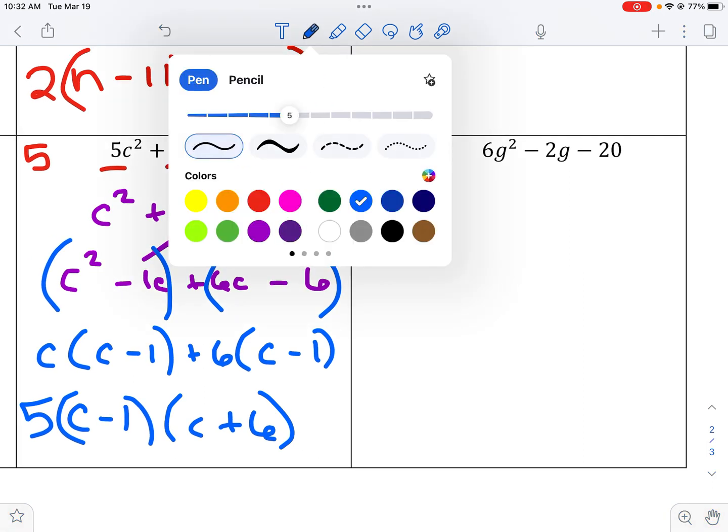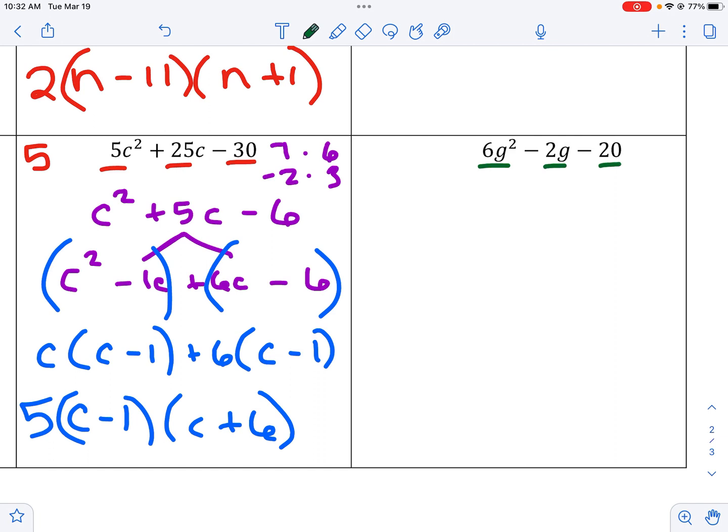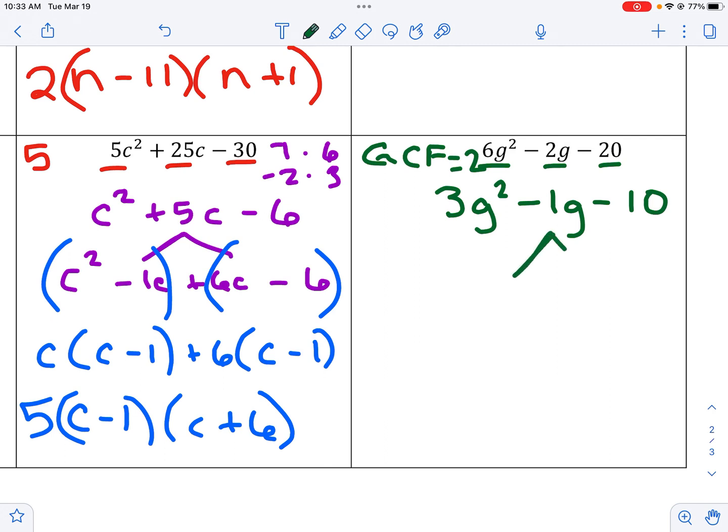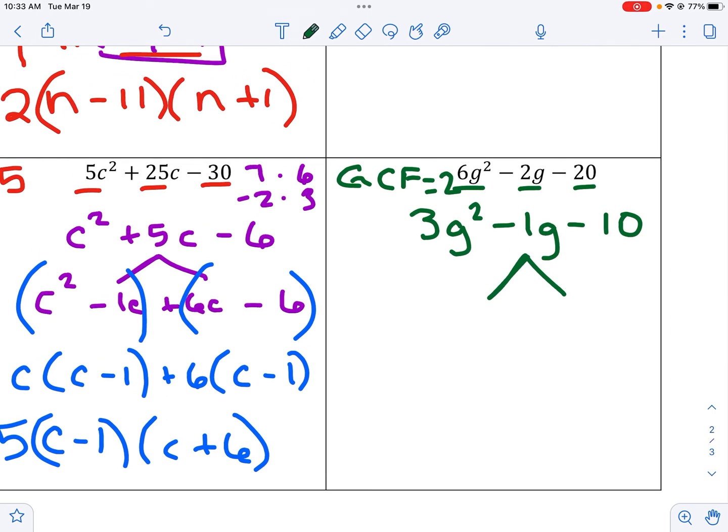Okay, so GCF on this one is clearly a 2. Half of that is 3, half of that is 1, half of that is 10. So my GCF is 2. Split this one in. I needed to make 10. So I believe 2 and 5 are not going to make 1.